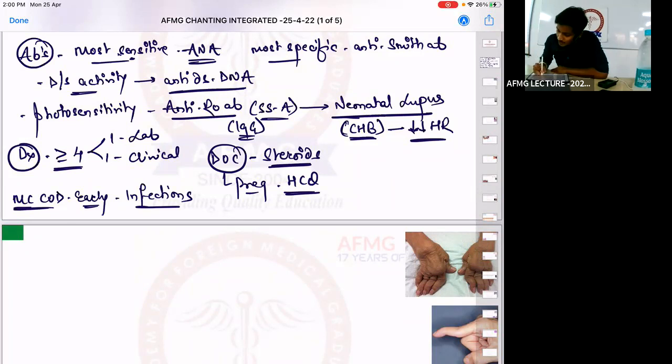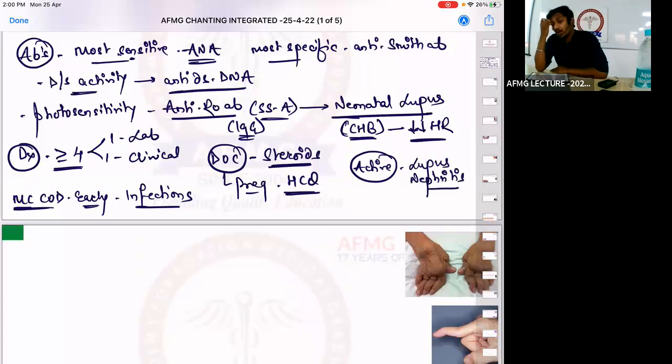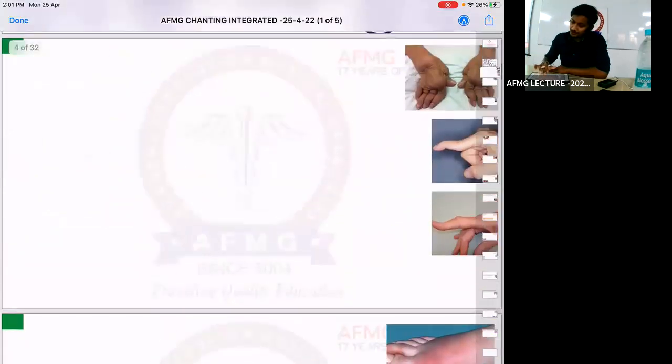If I say most common cause of death in active SLE, then the answer would be lupus nephritis. And most common cause of death after 45 years of age is accelerated atherosclerosis. No issues till here. Done with SLE. Moving further.